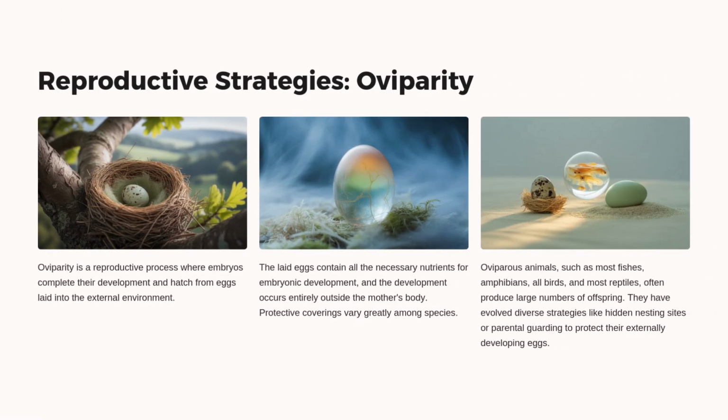Reproductive strategies. Oviparity. Oviparity is a reproductive process where embryos complete their development and hatch from eggs laid into the external environment. The laid eggs contain all the necessary nutrients for embryonic development, and the development occurs entirely outside the mother's body. Protective coverings vary greatly among species. Oviparous animals, such as most fishes, amphibians, all birds, and most reptiles, often produce large numbers of offspring. They have evolved diverse strategies like hidden nesting sites or parental guarding to protect their externally developing eggs.